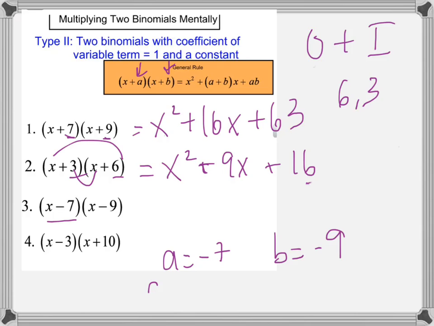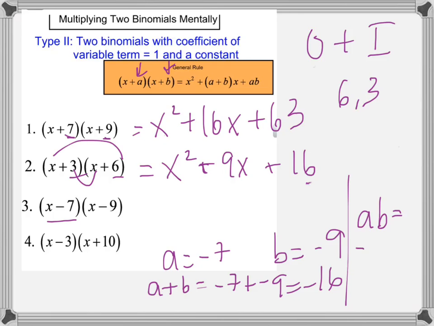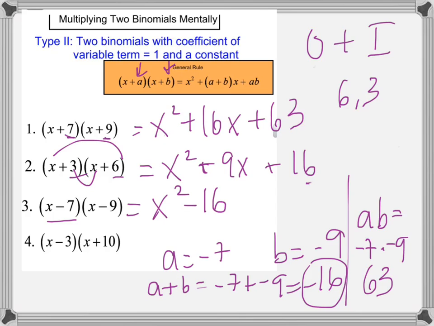Okay, so a plus b is going to be negative 7 plus negative 9, which is negative 16. And a times b is going to be negative 7 times negative 9, which is positive 63. So our trinomial is going to be x squared. Now remember that this is a negative 16, but I'm going to translate that back into subtraction. And we have this constant of 63 at the end. Okay, so that's our trinomial there.